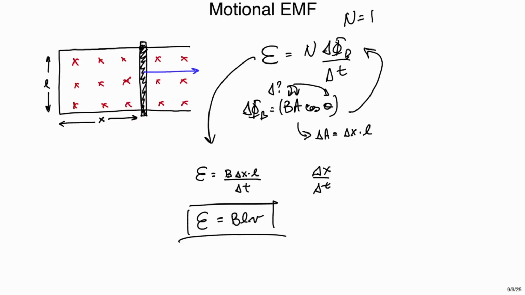Now, if you're stopped at a stop sign or a stoplight, is there any EMF being produced? No, because you're not moving. The velocity is 0. You do need the conductor's length to be perpendicular to the field in some way, shape, or form. If you take a straight wire and you send it along the same direction as the magnetic field, it doesn't do anything.